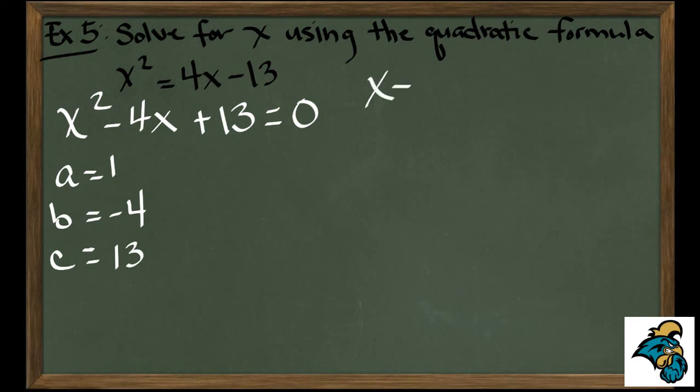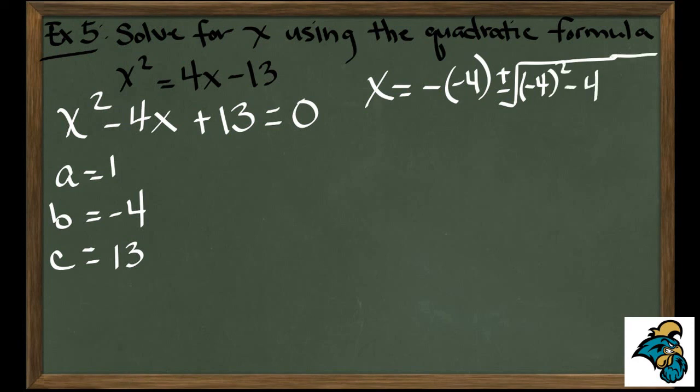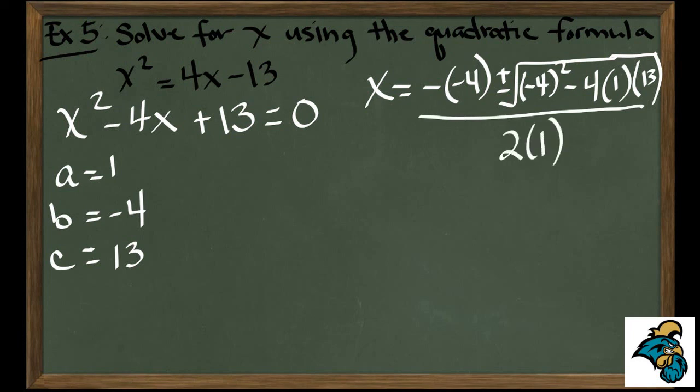So x is equal to the opposite of b, so the opposite of negative 4, plus or minus the square root of negative 4 squared, minus 4 times a, which is 1, times c, which is 13. All of that divided by 2 times a, which is 2 times 1. And then begin simplifying. x is equal to the opposite of negative 4, which is a positive 4.